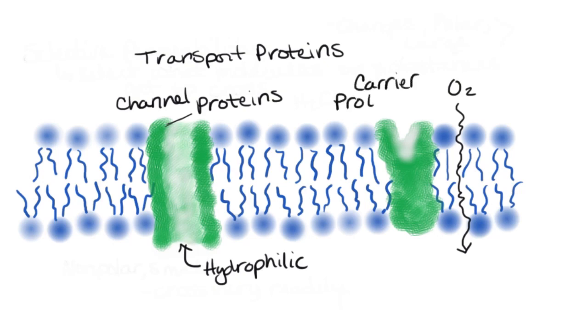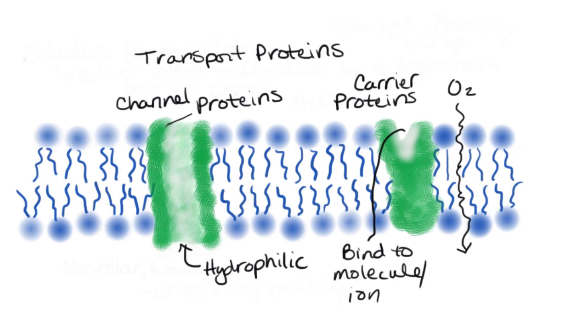The carrier proteins have a site, which I've drawn right here, that is going to bind to a molecule or an ion. And once it binds that ion or molecule, the carrier protein is going to change shape in some way so that it actually transports that to the other side of the membrane.